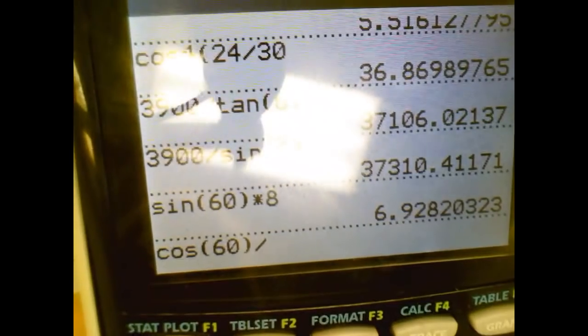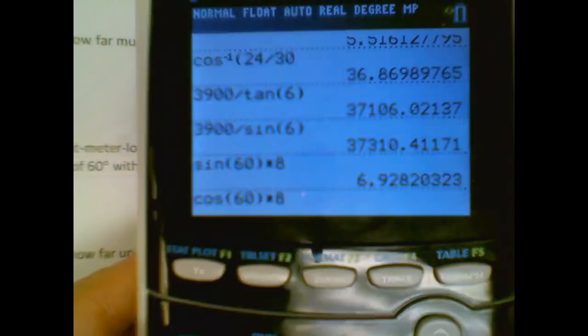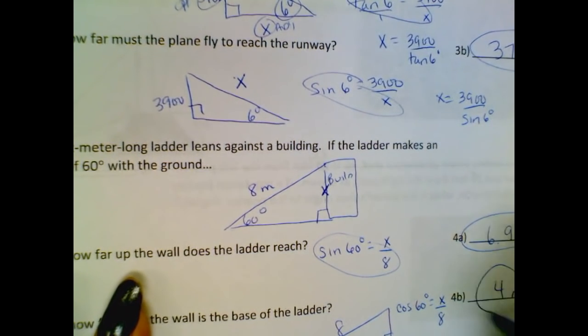So it is cosine 60. Oops, I meant to say times. Whoops, let's go back. Times 8. Cosine 60 times 8. And that's 4 meters, and you're done with the first page.